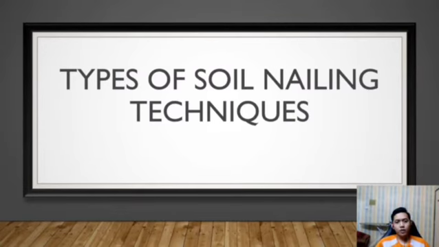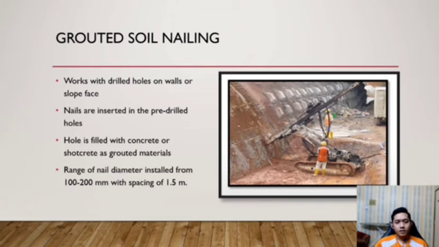Then we go to types of soil nailing techniques. The first one is grouted soil nailing. As you can see in the picture, this method works with drill holes on walls or slope face where nails are inserted in the pre-drilled holes, and the hole is filled with concrete or shotcrete as grouted materials, where the range of nail diameter installed is from 100 to 200 millimeters with spacing of 1.5 meter.